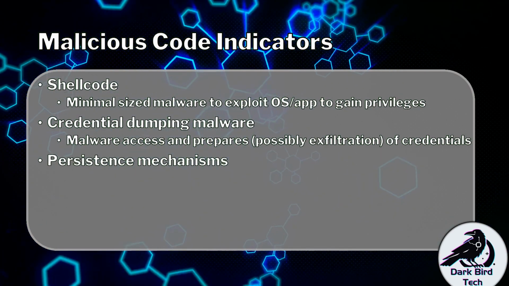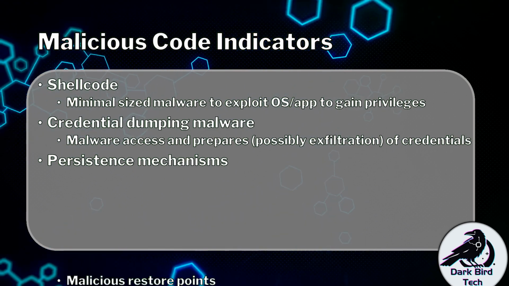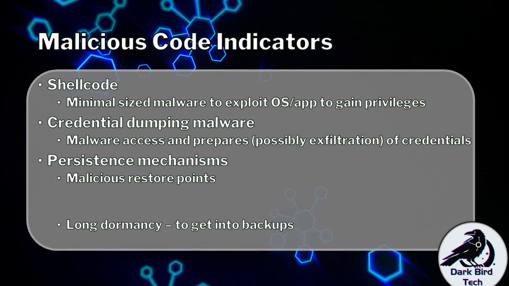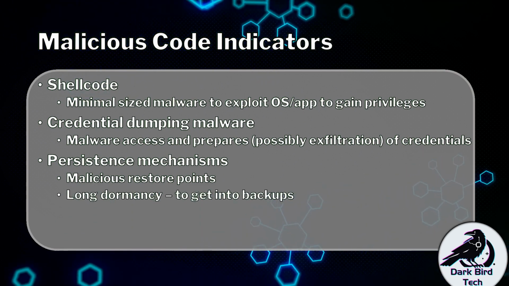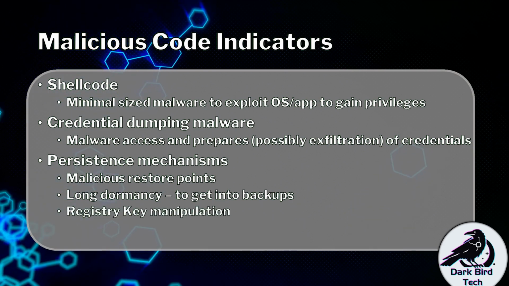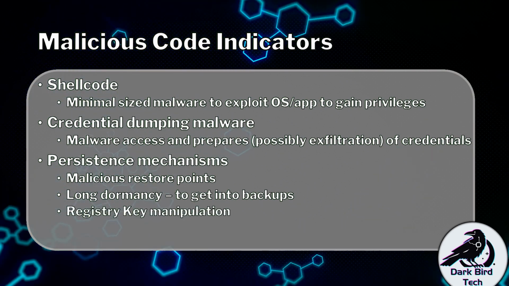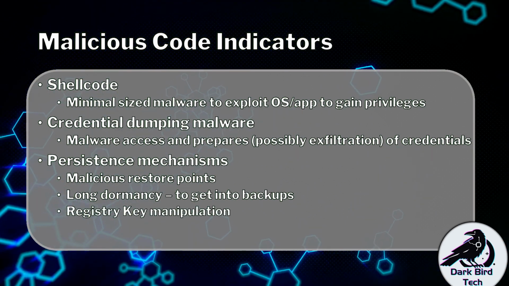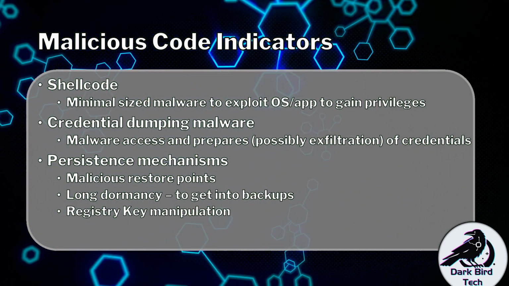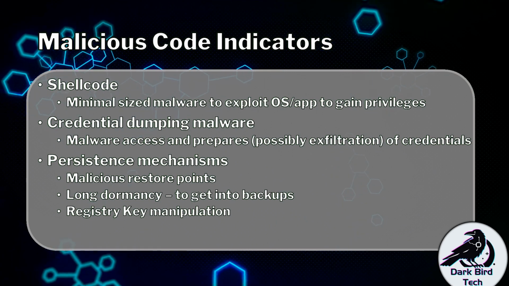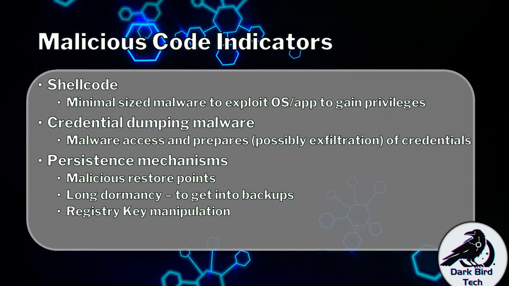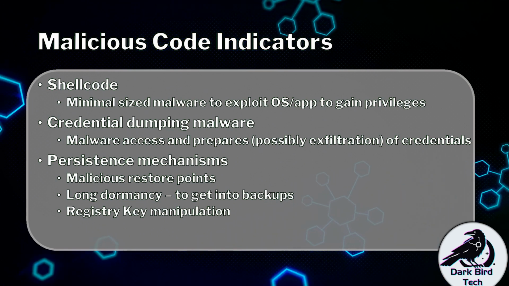Persistence mechanisms used by the attackers will often also include things like malicious restore points or a long dormancy process to get into your backups, as we mentioned earlier with the ransomware, or messing around with the registry keys, as we spoke about with the fileless malware. Now, these persistence mechanisms are unlikely themselves to create any sort of network indicators, but whatever it is that they are trying to keep around will likely have some network indicators.